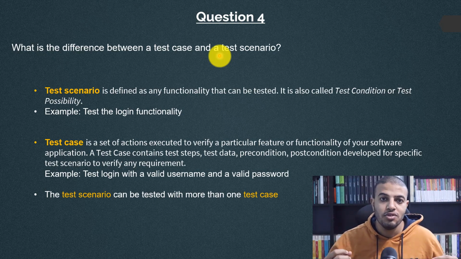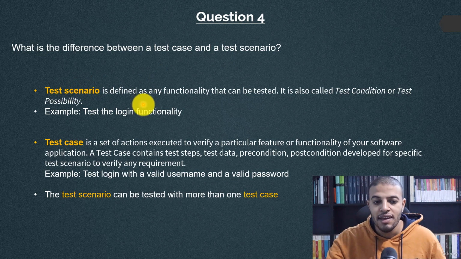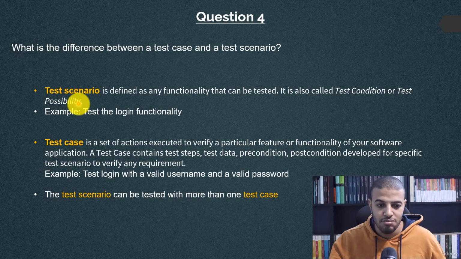So if you studied the test process in a good way, you will know that in test analysis, we define our test scenarios or test conditions, and those are what we are going to test. In test design, we begin to identify how we are going to test those scenarios using test cases. So the first definition is the test scenario. The test scenario is any functionality that can be tested. It is also called a test condition or a test possibility. Many people get confused when they are asked about the difference between a test scenario and a test condition. Those are the same, okay?